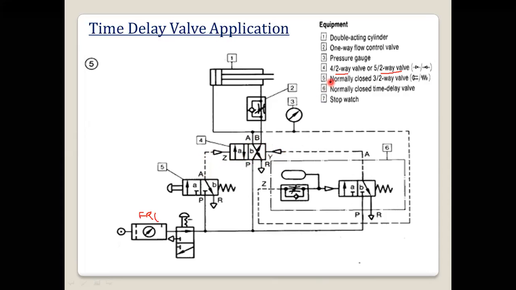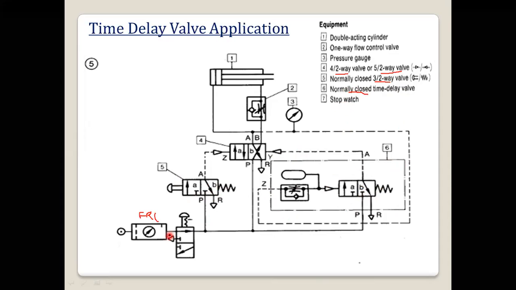Then the fifth one is the normally closed 3 by 2 way valve, the normally closed 3 by 2 way DCV. And the sixth one is the normally closed time delay valve, because initially you can see the port P is closed. Then seventh, it is the stopwatch we will use.